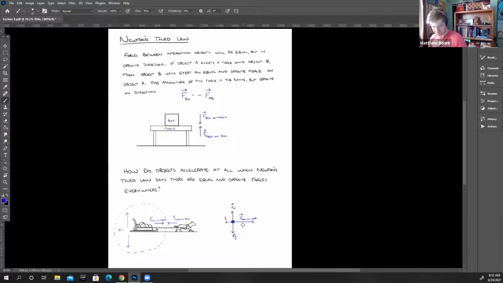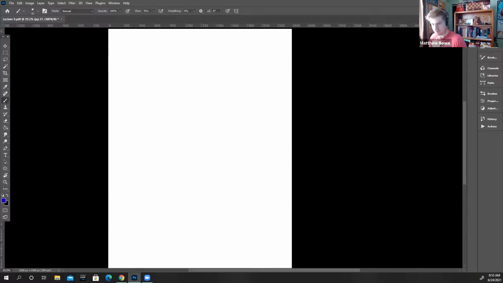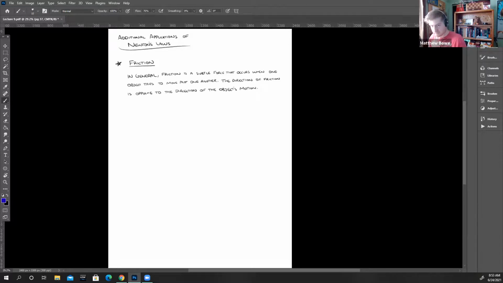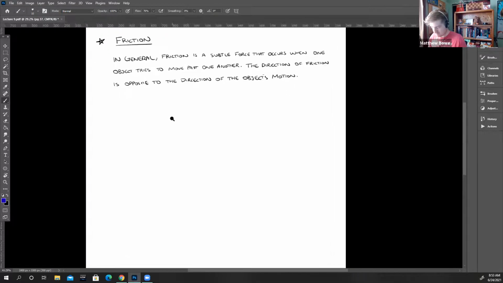So let's go on to chapter 5. I'd consider this a half chapter. That's what we're going to do with chapter 5. It's additional applications of Newton's laws. The first thing I'm going to focus on is friction. Specifically, let me zoom in.